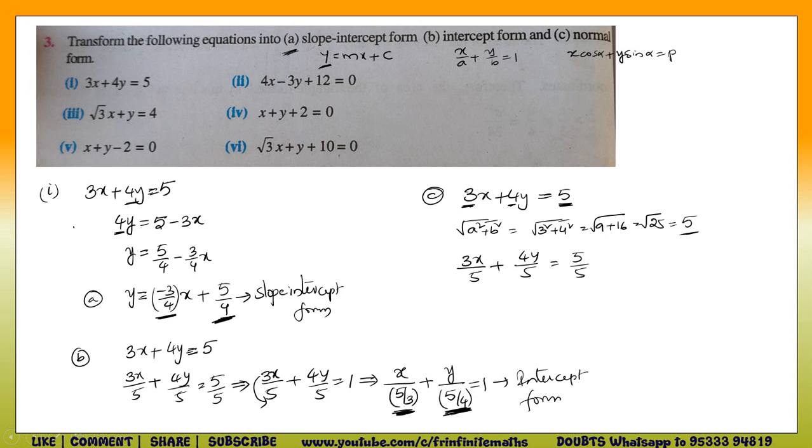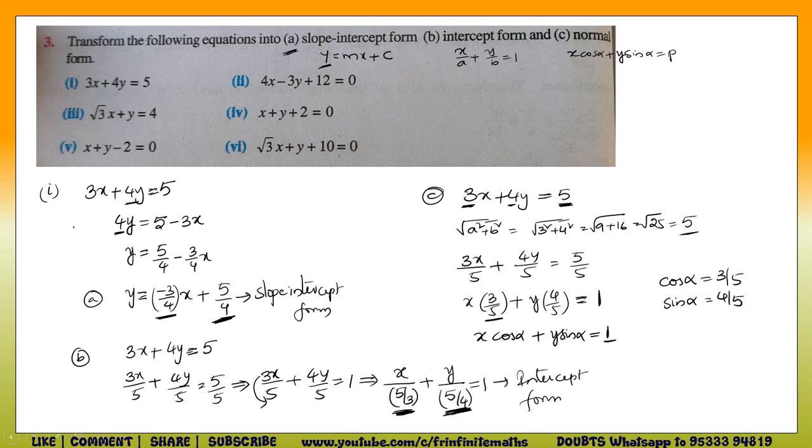Now this is nothing but x into 3 by 5 plus y into 4 by 5 is equal to 1. Now this particular 3 by 5 I need to consider it as cos alpha. So let cos alpha is equal to 3 by 5, and then automatically sin alpha will become 4 by 5. Now this I can write as x cos alpha plus y sin alpha is equal to 1. So here this distance is nothing but 1. So this p, the value of p is 1 here.